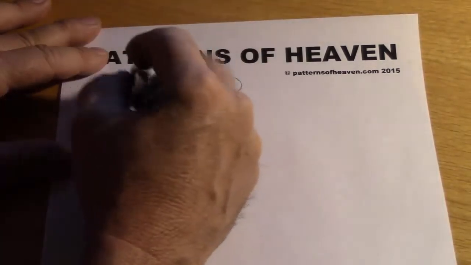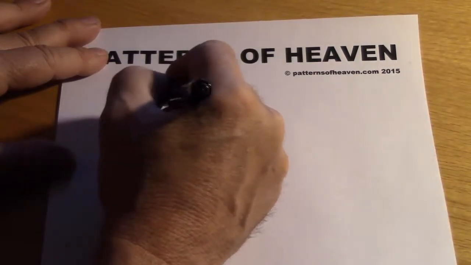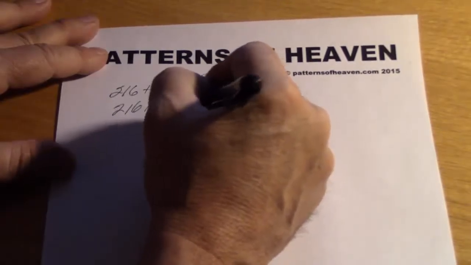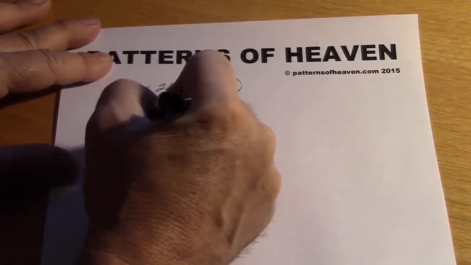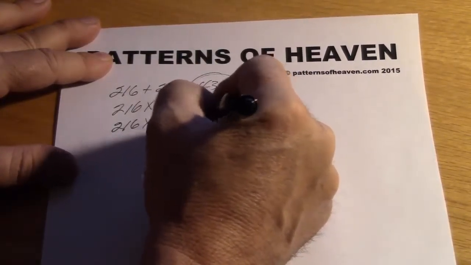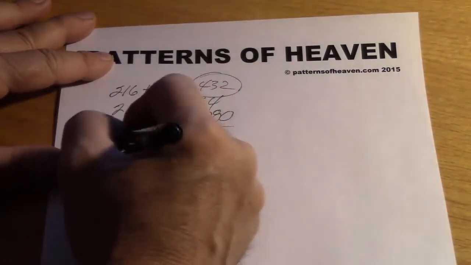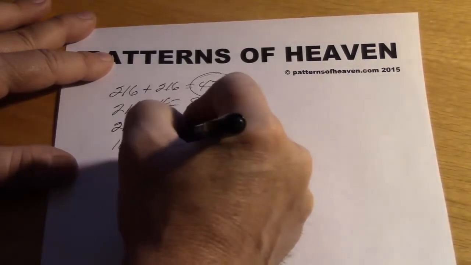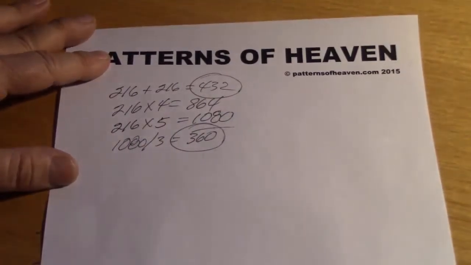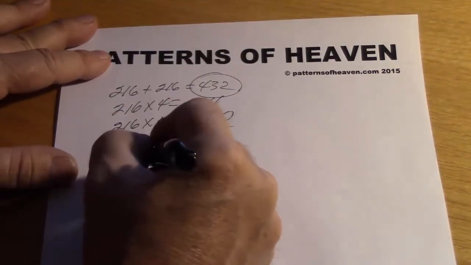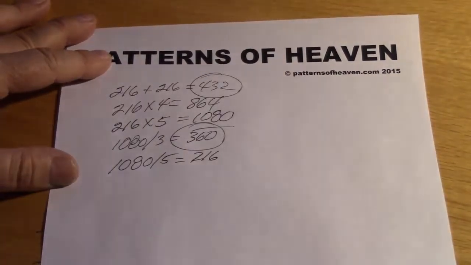And so then if we take 216 times 4 equals 864. And if we take 216 times 5, that equals 1080, which is the radius of the moon in miles. And if we take the 1080, divide that by 3, that equals 360, which is the number of degrees in a circle. And if we take the 1080, divide that by 5, then that comes back and equals the 216.